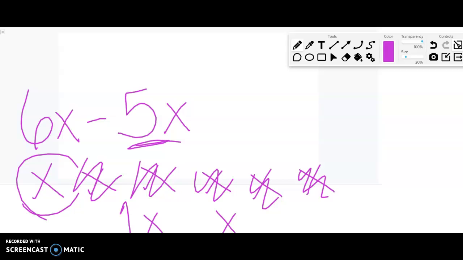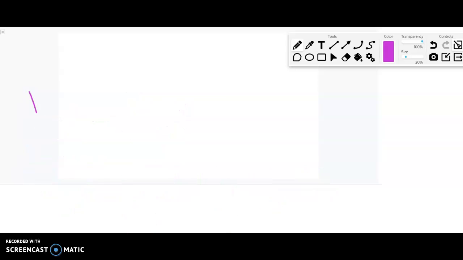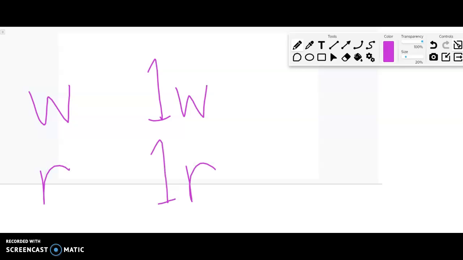Because if a variable doesn't have a number in front of it, there's just 1. So that rule applies to anything. So if I have like w, that's the same thing as 1w. If I have r, that's the same thing as 1r. I don't have to write the 1 because putting it by itself shows that there is only 1.